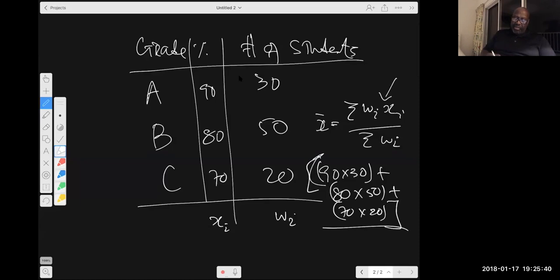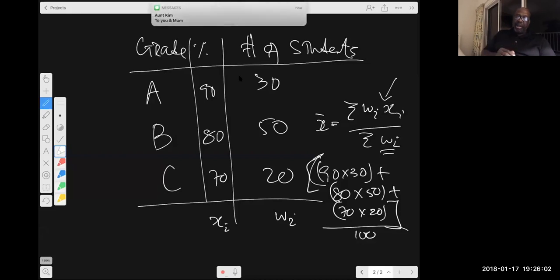And then how many people do I have in all? I have 100 students in this case. When I add up the weights over here, it basically says I have 100 students. So this is how I would go about calculating that weighted average. I take the value of X and multiply it by its corresponding weight, add them all up together and divide it by the sum of the weights, all right? So that is how I would calculate a weighted average.